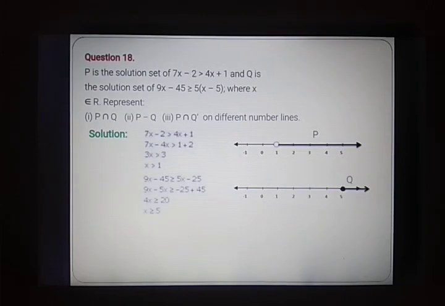Okay, now let us see the second part. Now again we have the solution sets P and Q represented in this way. Now P minus Q. So the definition of P minus Q is elements of P which are not in Q. So elements of P which are not in Q.